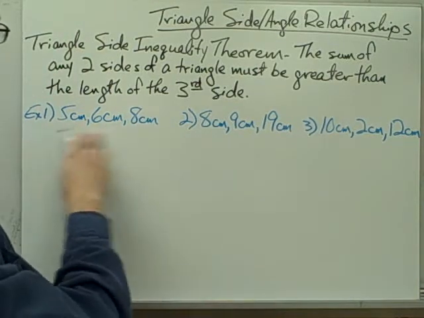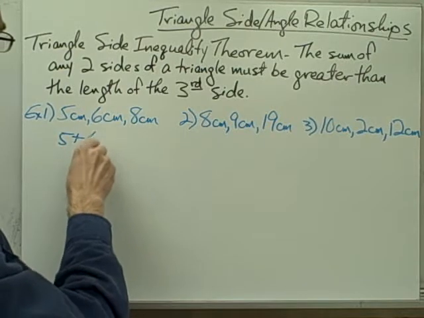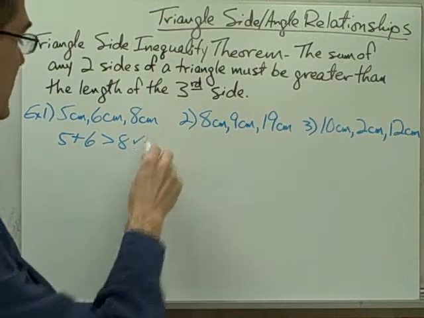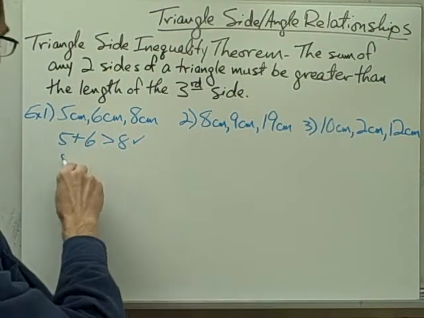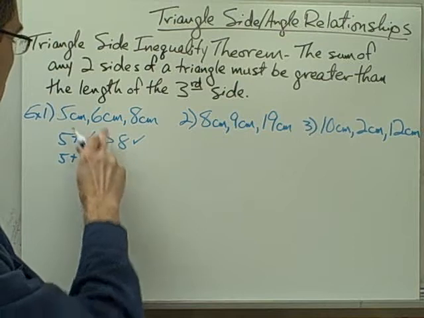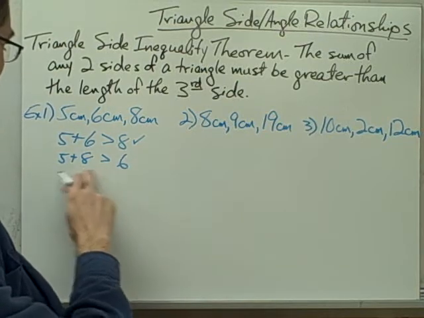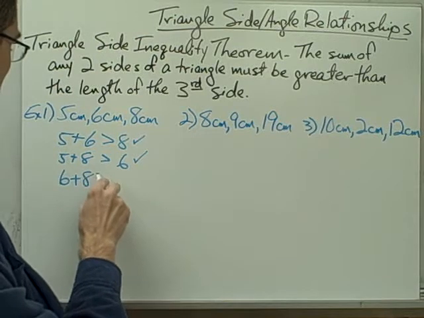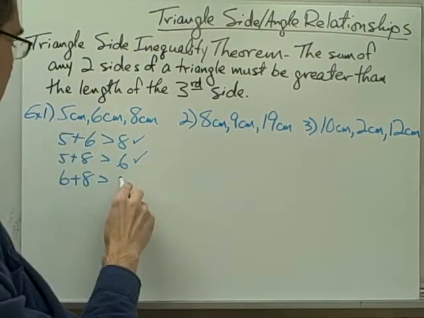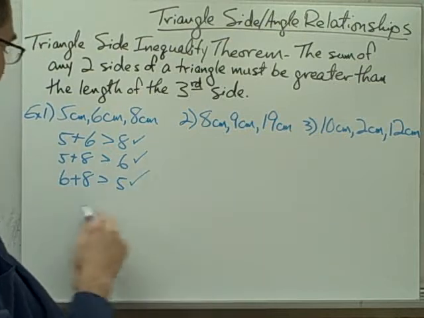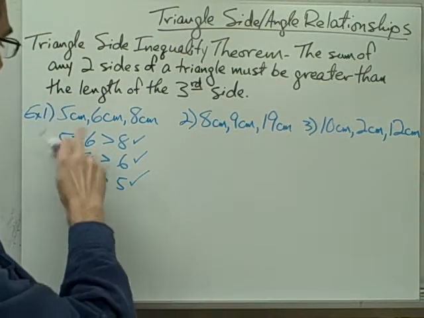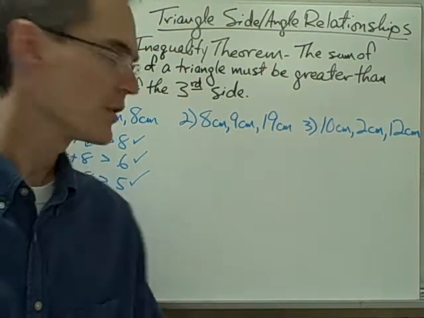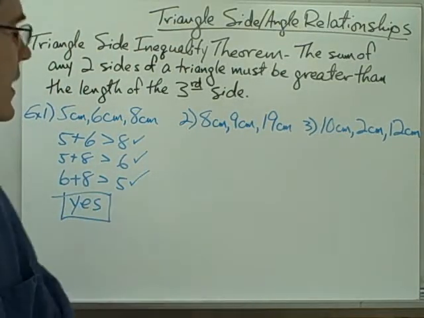of the third. So for this example number 1, 5 plus 6, that's greater than the length of the third side, so that checks out. Let's see, 5 plus 8 needs to be greater than 6, and yep, that's greater than 6. And 6 plus 8, that needs to be greater than 5. 14 is greater than 5, so yes, in all three of these cases, the sum of any two sides is greater than the length of the third side, so these three lengths can form the sides of a triangle.